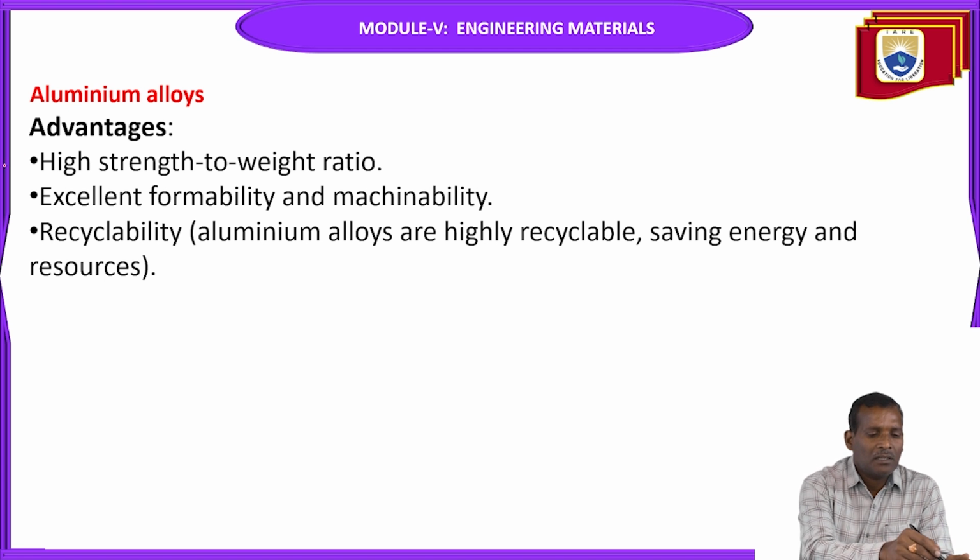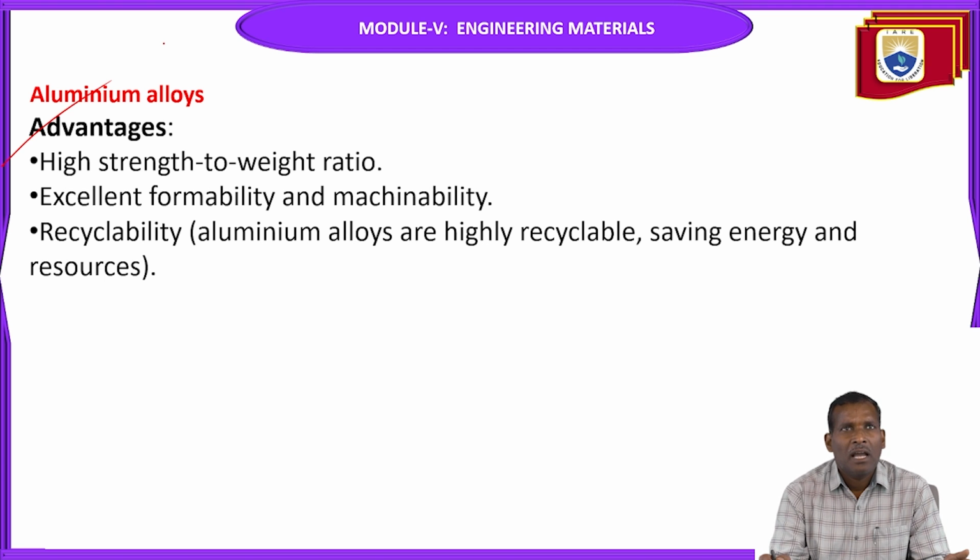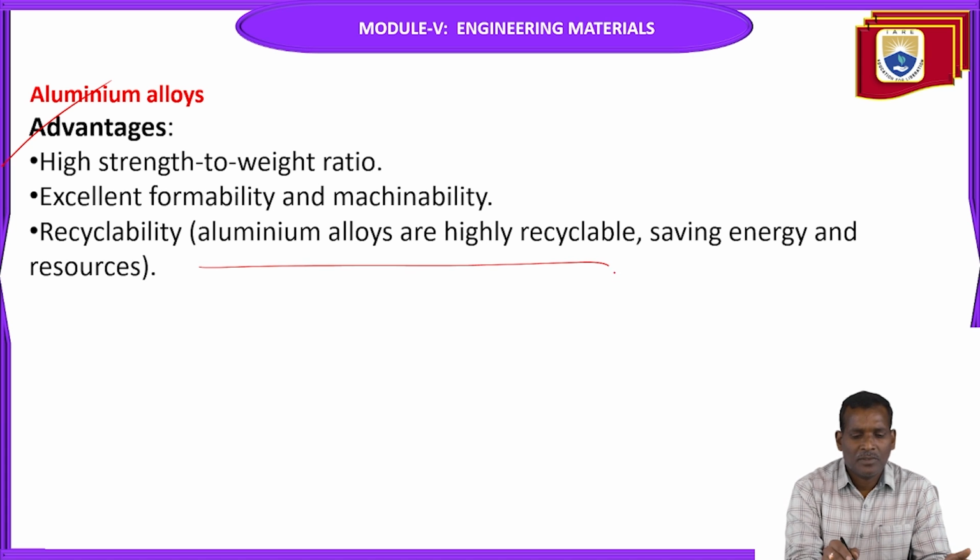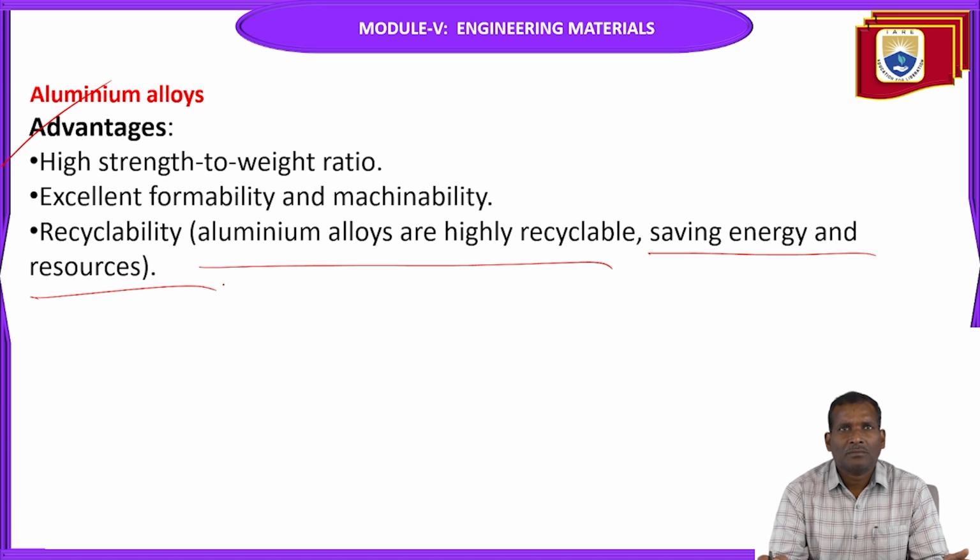Next, the advantages of aluminum alloys: high strength to weight ratio, excellent formability and machinability, and recyclability. Aluminum alloys are highly recyclable, saving energy and resources. So the advantages are high strength to weight ratio and excellent formability and machinability.